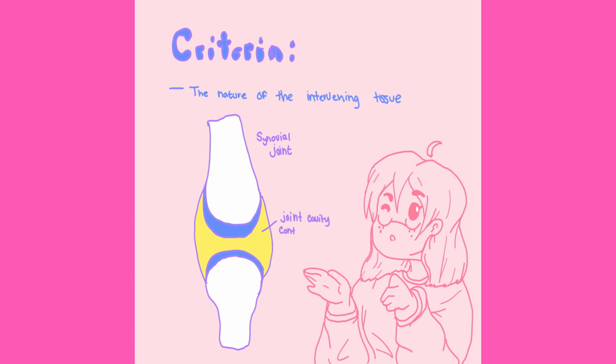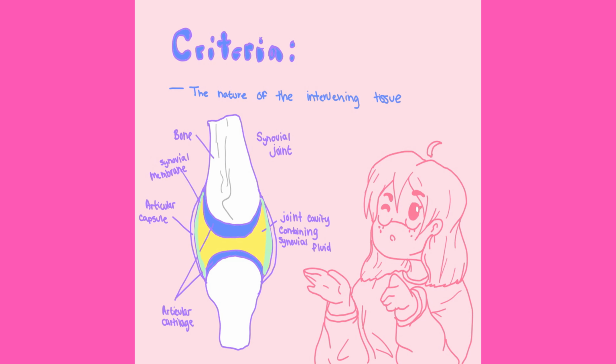This is a synovial joint, and the yellow is the joint cavity containing synovial fluid. And you can see the cartilage, the membrane, the capsule, and the bones. Synovial joints allow for free and smooth movement. There are different types, like hinge or pivot joints.